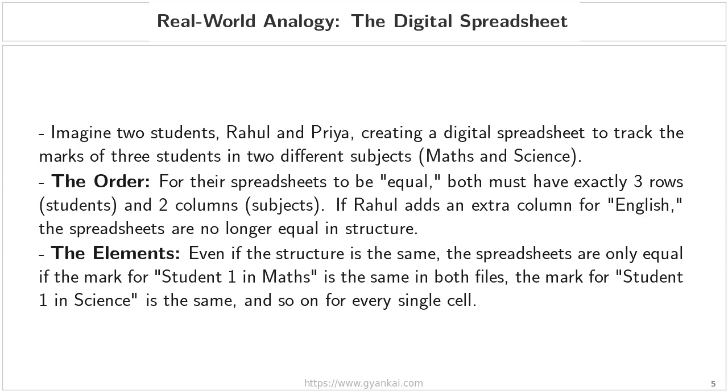Next, let us look at the elements. Even if the structure is identical, the spreadsheets are only truly equal if the data within every single cell is exactly the same. For instance, the mark for student 1 in mathematics must be identical in both files, the mark for student 1 in science must match, and so on, for every single cell in the table. By thinking of matrices as spreadsheets, you can see why both the dimensions and the individual values must be perfectly aligned. Now that we have this conceptual analogy, let us move forward to some step-by-step mathematical examples to see how to apply these rules in your exercises.